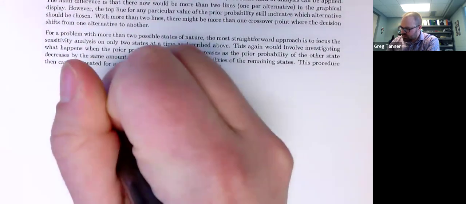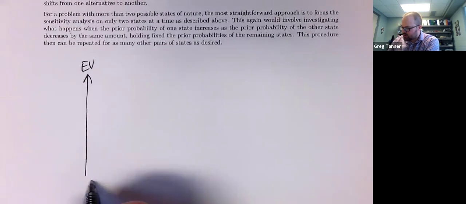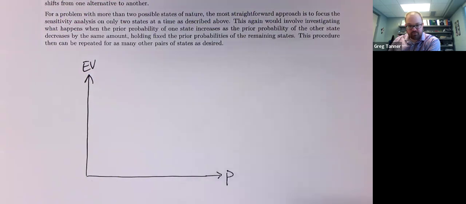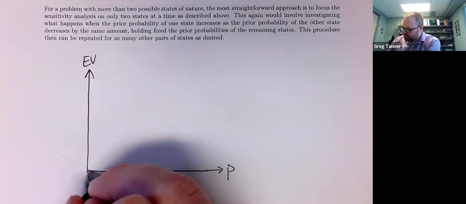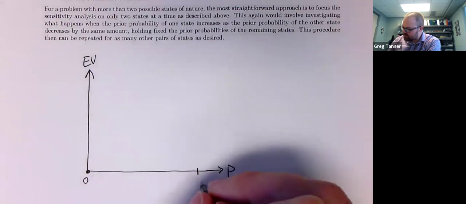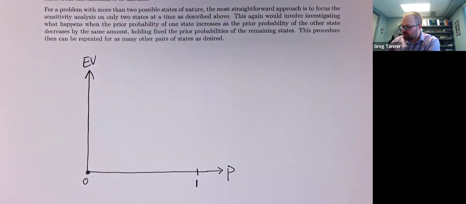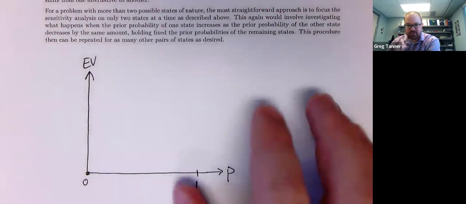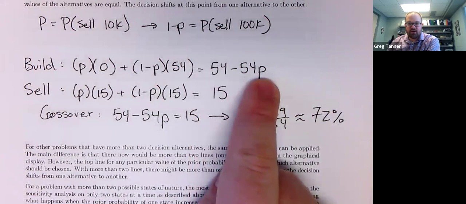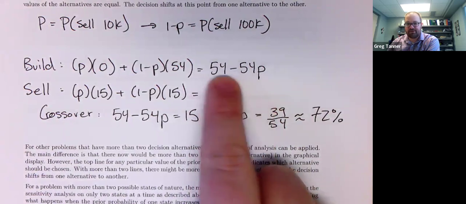And so on our vertical axis, we'll put expected value. On our horizontal axis, we'll put P. And really, the easiest thing is to think of 2 points. Here's where probability equals 0. Here's where probability equals 1. Now, our build has the function 54 minus 54p. When p equals 0, we get a payoff of 54. When p equals 1, we get a payoff of 0.